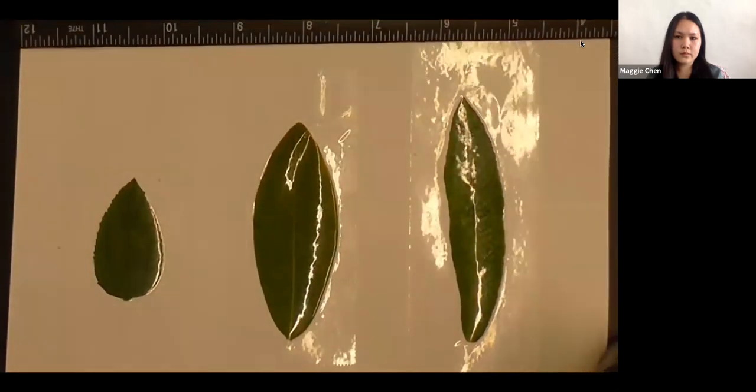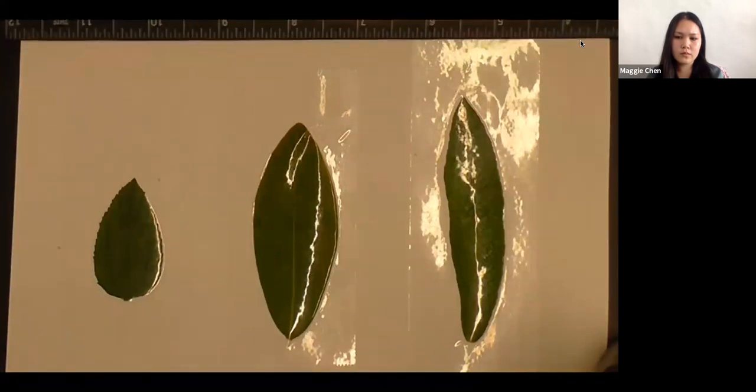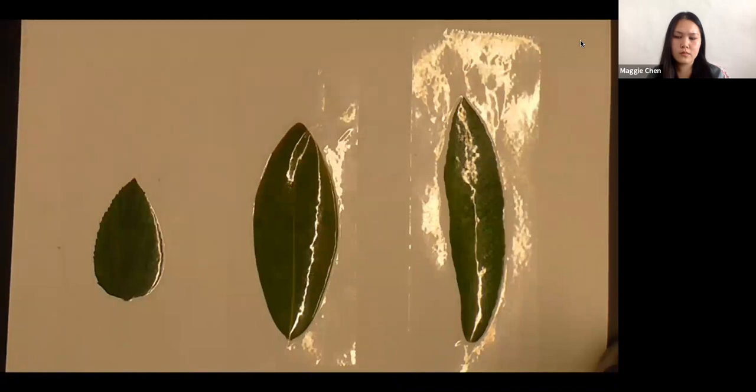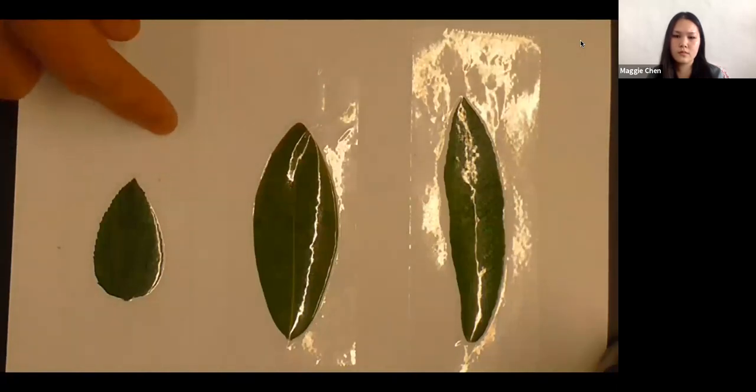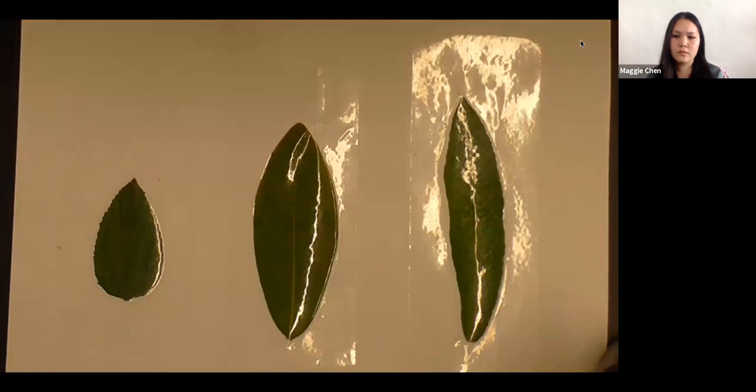Differences like this can occur just between different people measuring the leaf. If you're working with a lab partner and you're measuring the same leaf 10 times each or something like that, you're definitely bound to get some differences between your measurements and your partner's measurements.